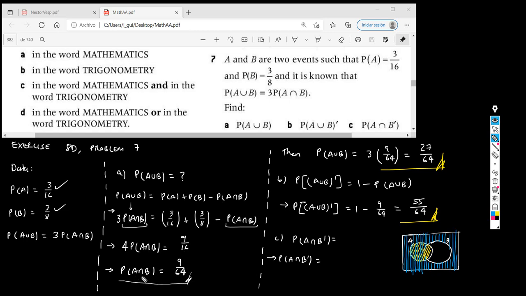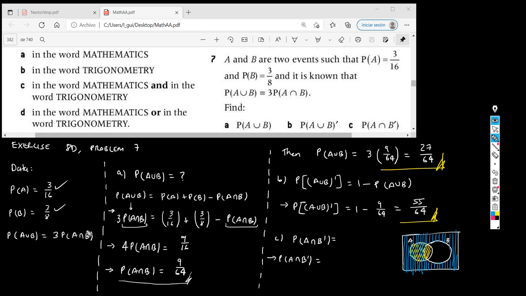Okay, but this is not the question that they're asking me. They are not asking me the probability of A and B. They're asking me the probability of A or B. But now that I have this, I just go back to this information, right? I just can input this number in here.